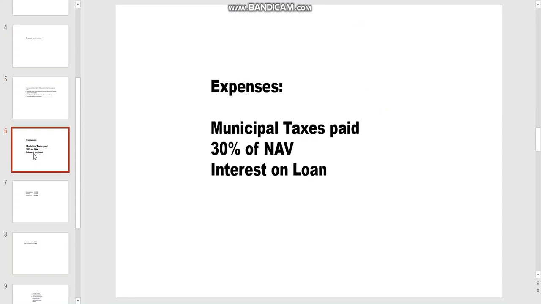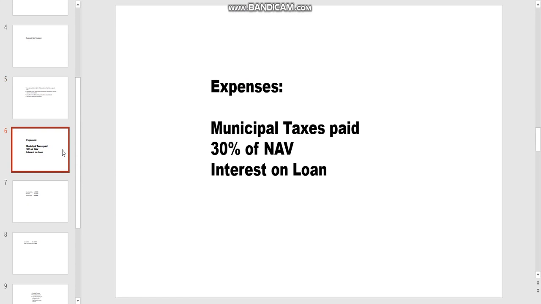After deducting municipal tax, we get the net annual value, and there is a flat 30% deduction allowed from net annual value. This is towards all the different types of expenses which the owner may incur in respect of the property. So flat 30% of NAV is allowed as deduction. Apart from this flat 30%, one expense is allowed as deduction, that is interest on loan taken for the purchase of the property or for construction of the property.